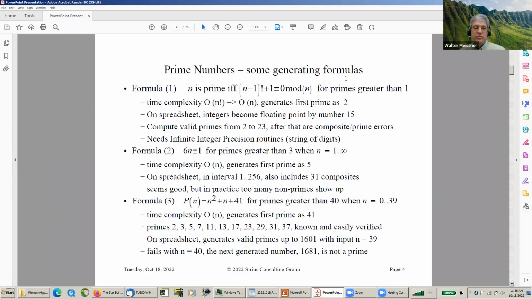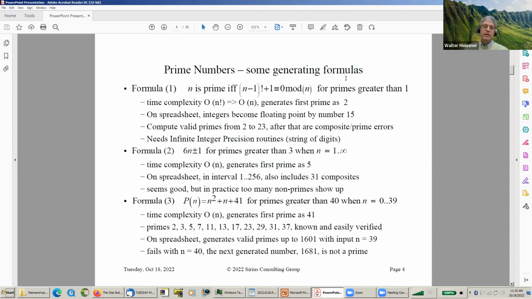Now, I'm not sure if it's this formula or another formula, but its formula is n squared plus n plus 41. And it works for primes greater than 40. So in other words, n starting with 0, the time complexity would be n, and the first prime it generates is 41. So the primes from 2 up to 37 are known and easily verified, so you don't have to worry about them.